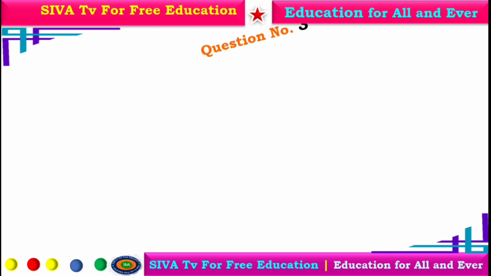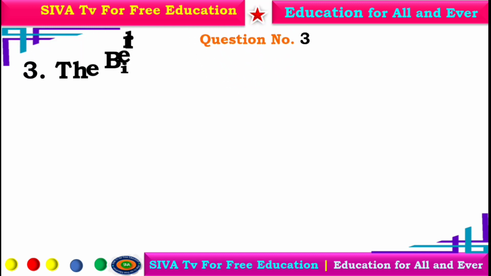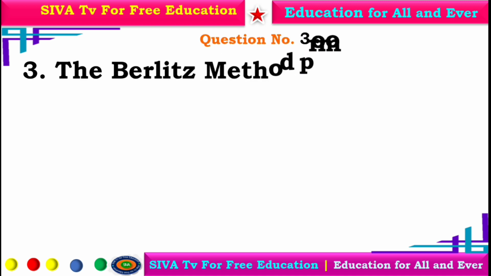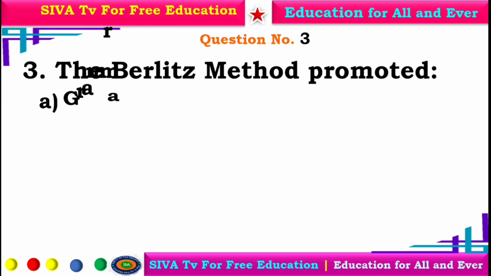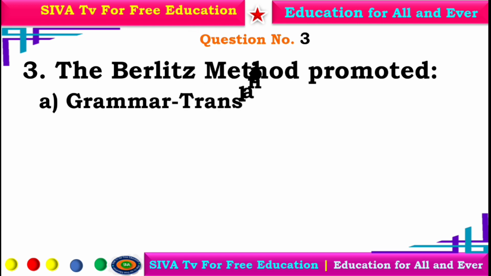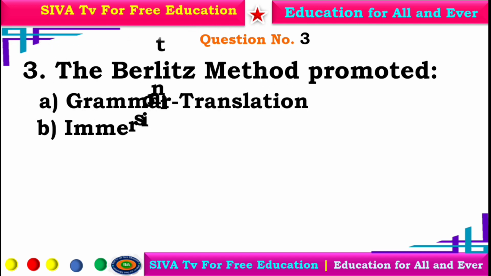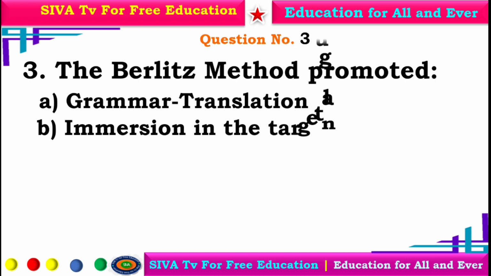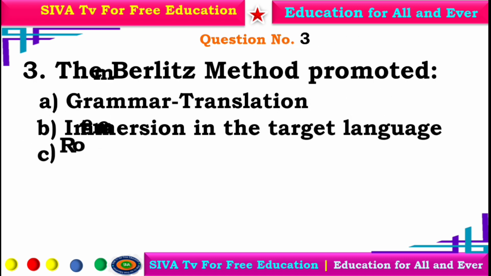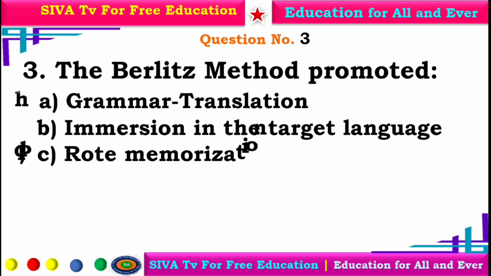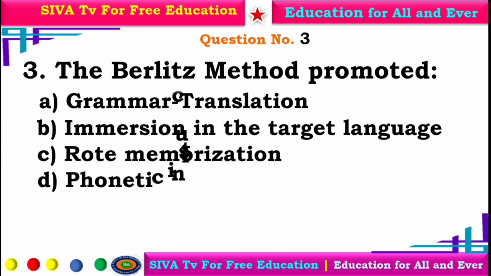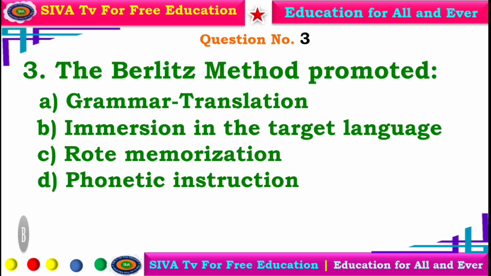Question number 3. The Berlitz method promoted option A, grammar translation. Option B, immersion in the target language. Option C, rote memorization. Option D, phonetic instruction. The correct answer is option B, immersion in the target language.